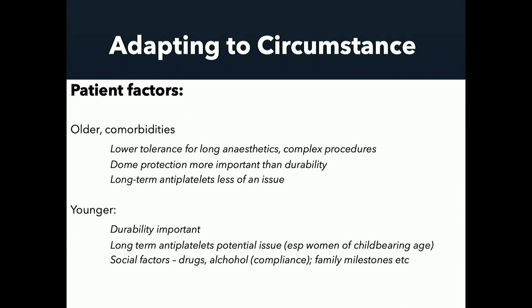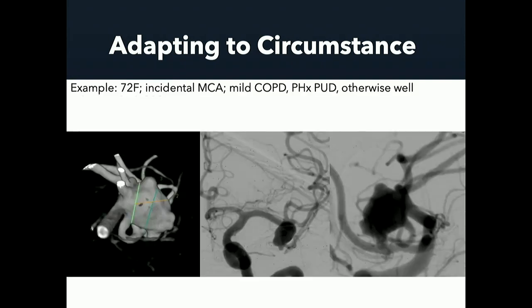In younger patients, durability is perhaps more important. Long-term antiplatelets can be an issue, particularly in young women who can have terrible menstrual issues with the second agent. And social factors come more into play in younger patients. Often they've got children, they've got family milestones coming up, and it's important to get them through their treatment and rehabilitation with that in mind.